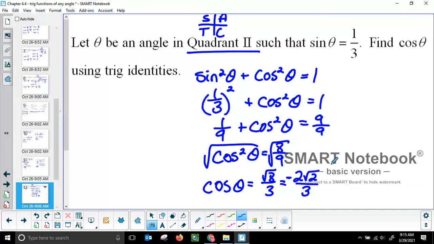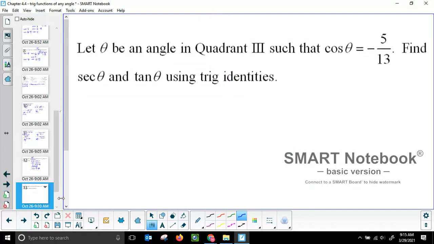Didn't we do this on our delta method? I don't know if they told you about quadrants and stuff. They did? Then yeah. Mm-hmm. Yep. So good times. Go ahead and try this one.